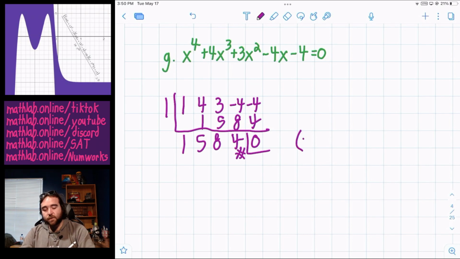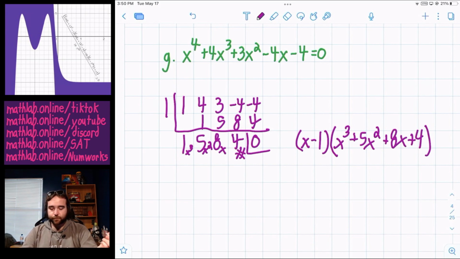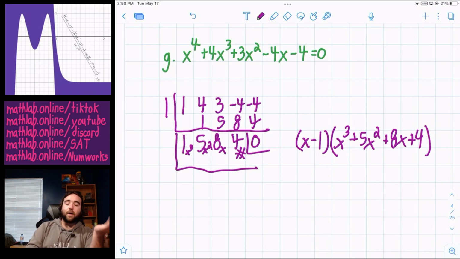So see how if we put this, let's write this out to the side. So 1 was a solution, so x minus 1 was the factor. And what else do we have? So that's our number, that's our x squared, and that's our x cubed. So it's x cubed plus 5x squared plus 8x plus 4. But now we got to keep going because it's an x cubed. So how do you factor an x cubed?